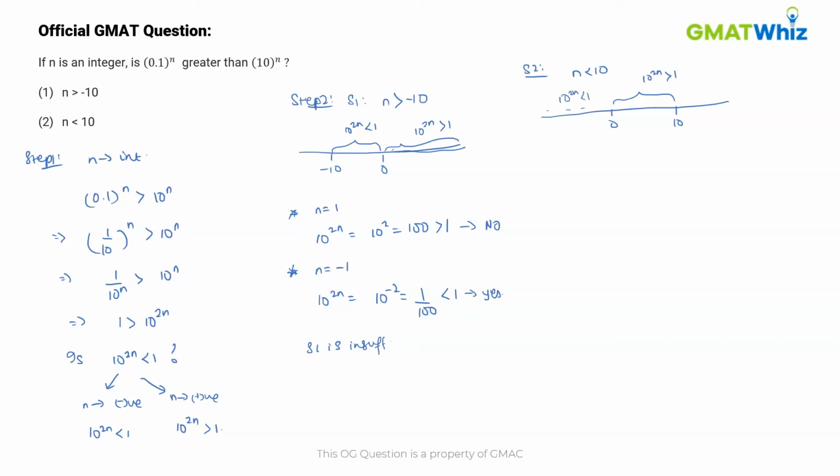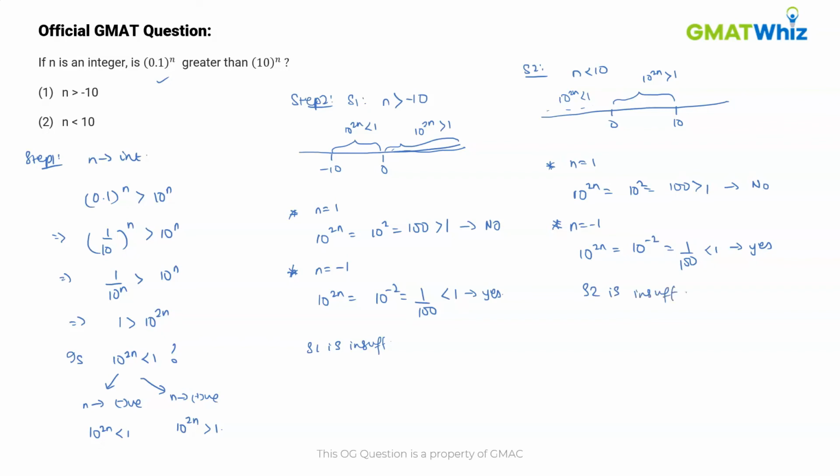We again take values and try to understand. Suppose n is equal to 1 in this case, then 10 to the power 2n will be 10 squared, which is equal to 100, and this is greater than 1. So the answer to the question would be no, that 0.1 to the power n is not greater than 10 to the power n. But when we take the value of n as minus 1, 10 to the power 2n will be equal to 10 to the power minus 2, which is 1 by 100 and which is less than 1. So we can answer that yes, 0.1 to the power n is greater than 10 to the power n. Again we get contradictory answers, so we conclude that statement 2 is also insufficient.